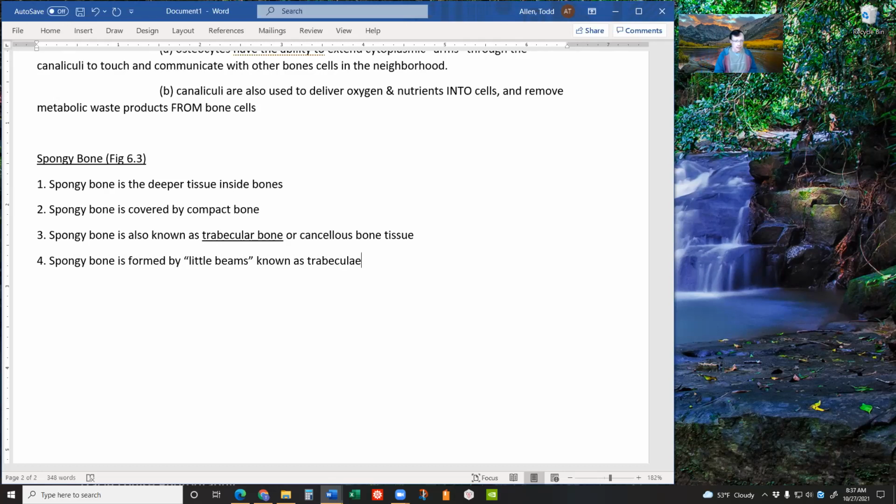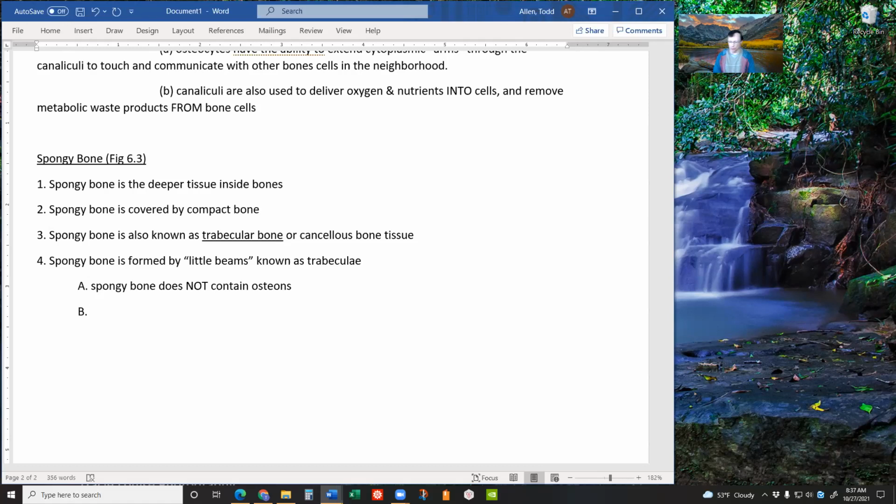Okay, now spongy bone does not contain osteon. Okay, if you look at the picture there, you notice there are no osteons in the spongy bone. Okay, spongy bone does not contain osteon. Osteon is a structural feature of compact bone.